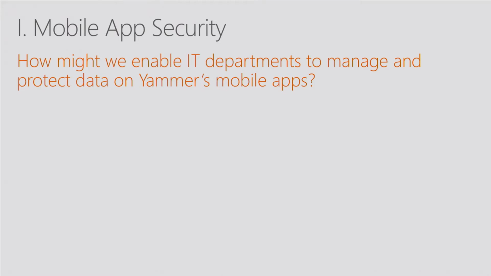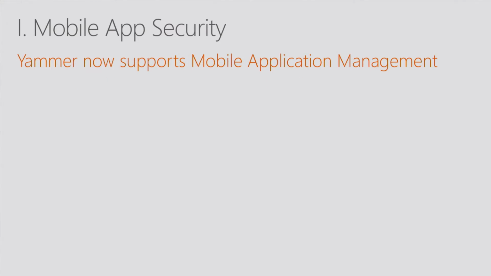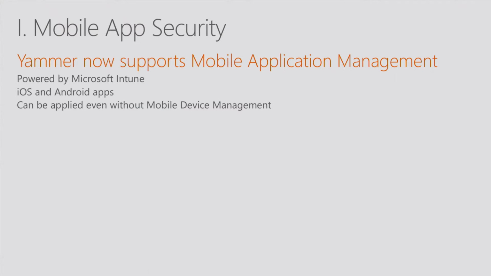Well, in this particular case, mobile application management may offer a solution. It allows you to specify policies on a per-app basis for very specific apps. And I'm super happy to say that Yammer now supports mobile application management, and you'll be able to specify a whole set of policies. It's powered by Microsoft Intune, which means we've integrated their SDK within our iOS and Android apps to perform a certain core set of functions. And the cool thing about this is, even if you don't have a mobile device management solution in place, you can use this.